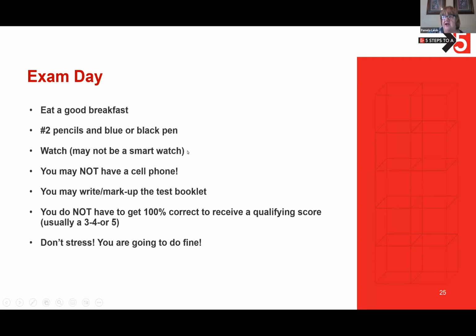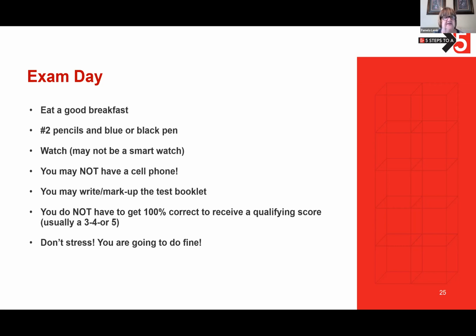You can have a watch as long as it is not a smartwatch or has a calculator on it or has any kind of storage capacity. You will not be allowed to have your cell phone. Don't even take it in the room. Leave it in your car, leave it in your locker, leave it somewhere where you're not even tempted.